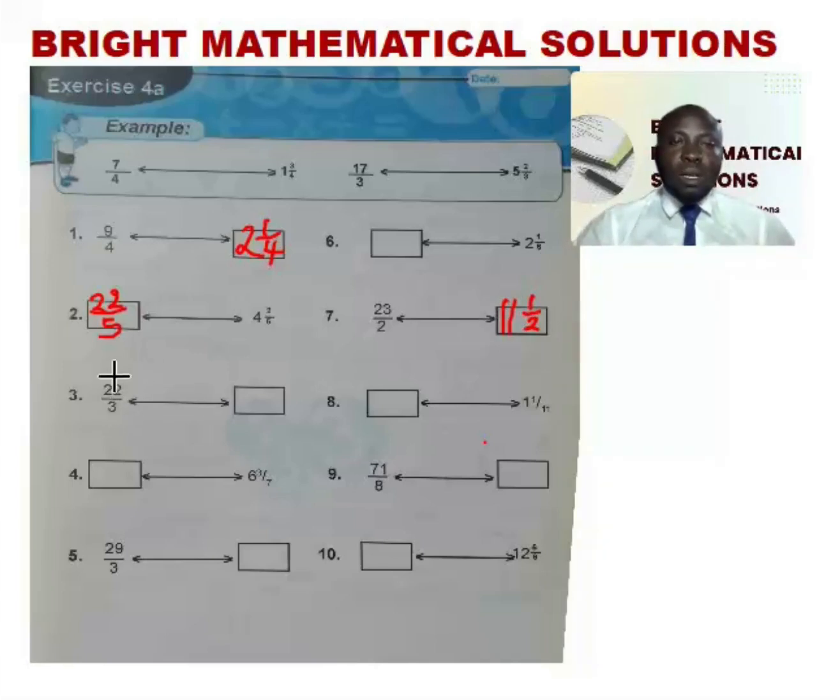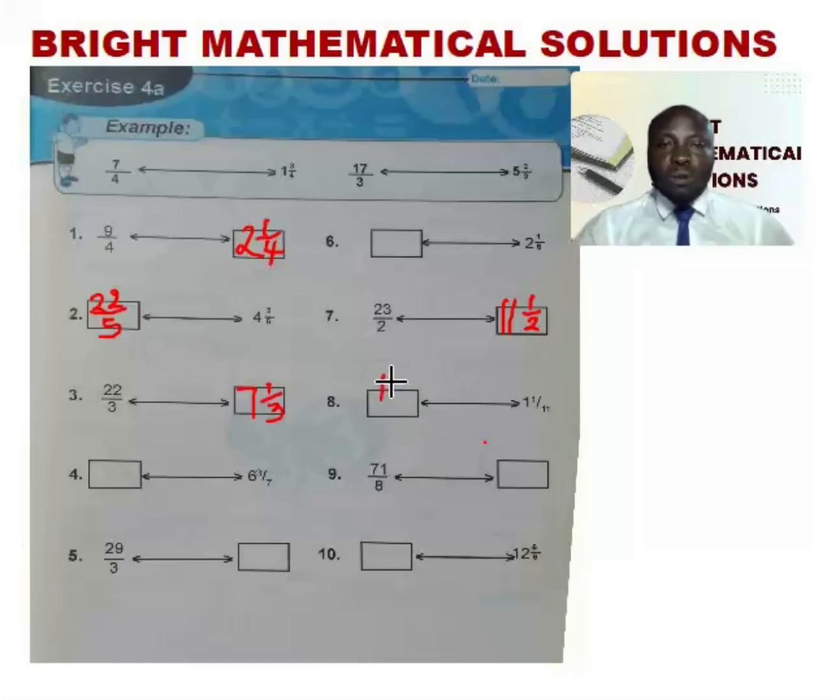So we have 22/3. 3 in 22, that is 7. Remain 1/3. 7 multiplied by 3, that's 21. 21 plus 1, that's 22/3. So we have one whole number, 1/11. 11 multiplied by 1, that's 11, plus 1, that's 12.